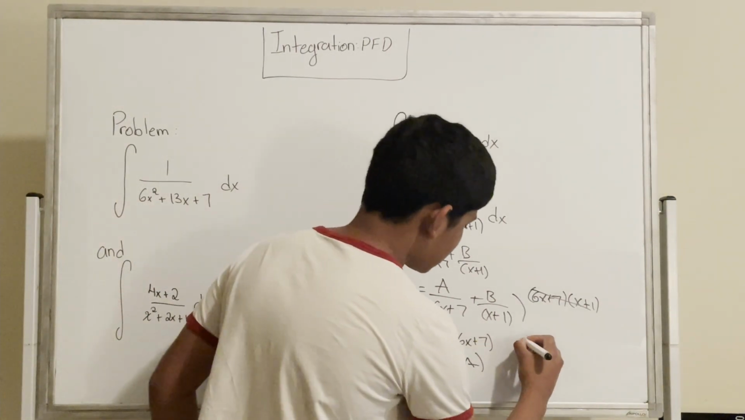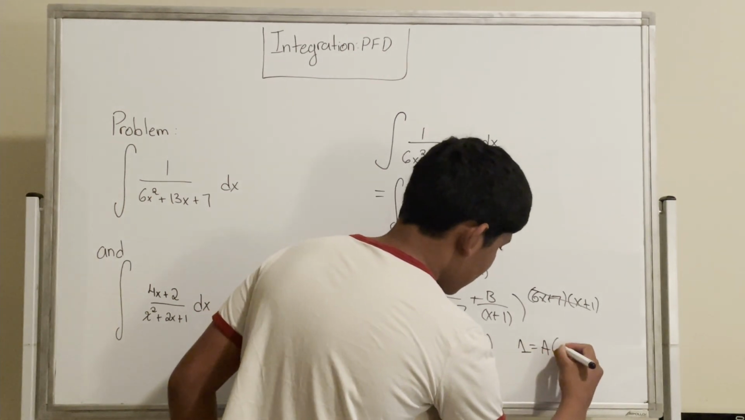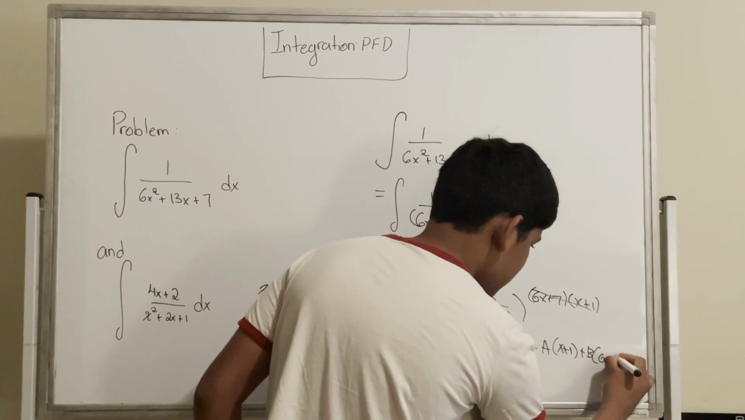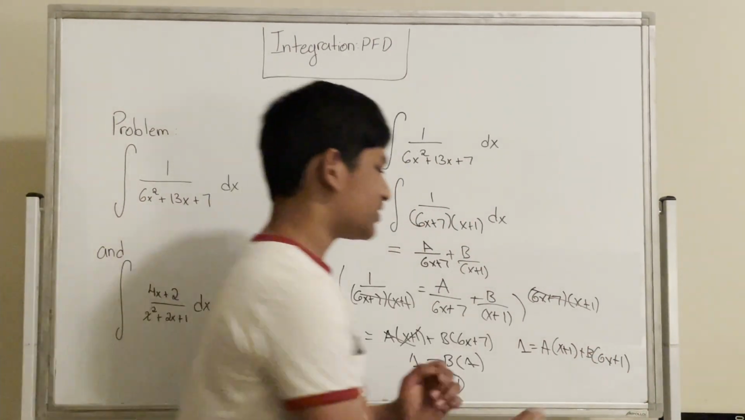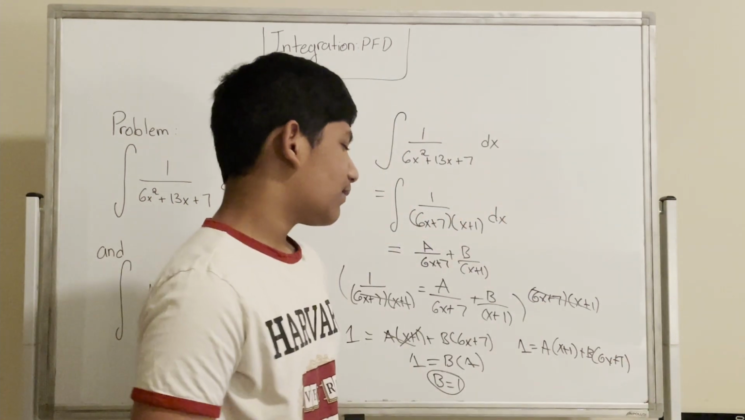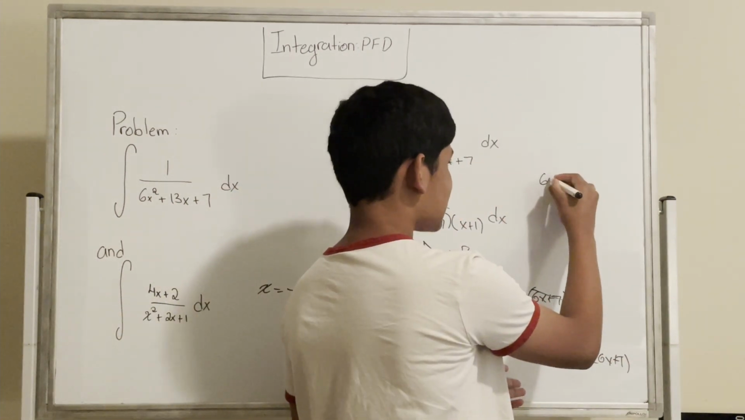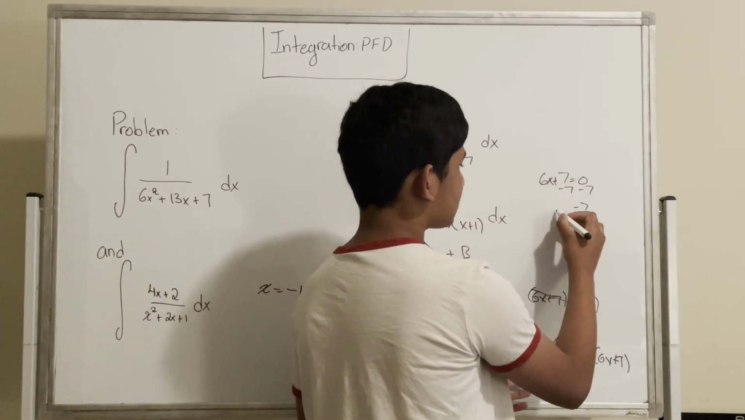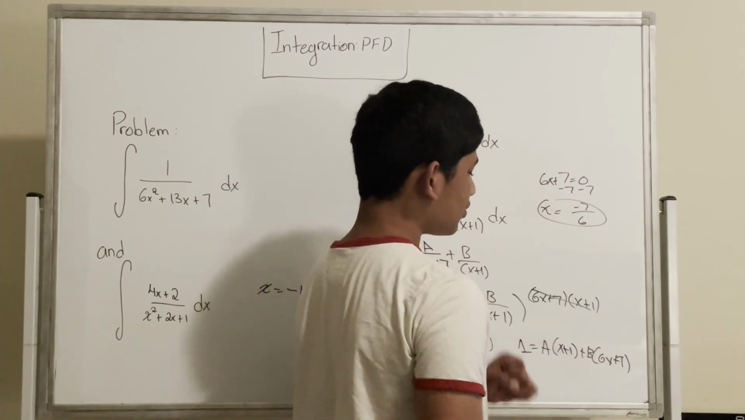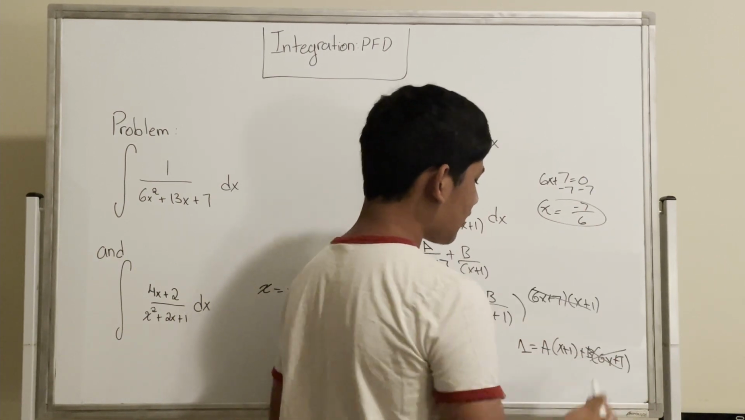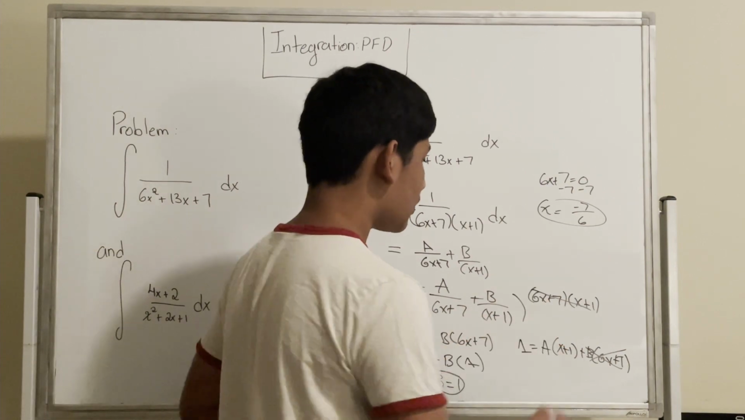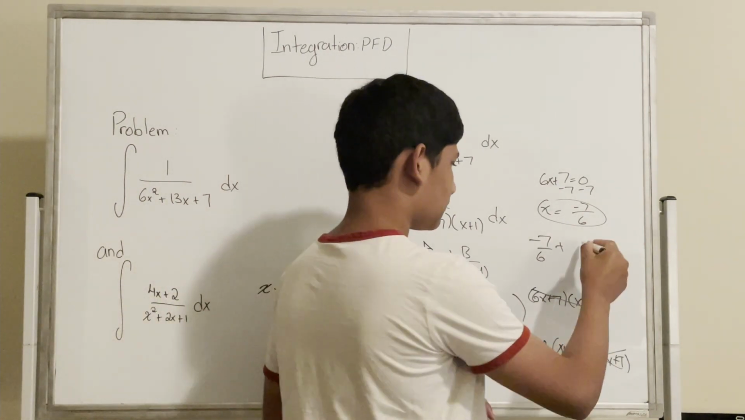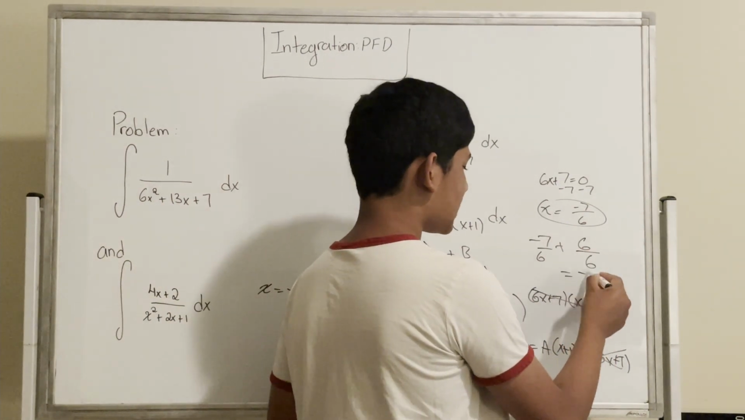Now, let's do the same thing for a. So let's rewrite this. So we got 1 is equal to a times x plus 1 plus b times 6x plus 7. Now we have to get 6x plus 7 equal to 0, so minus 7 over 6 is going to equal x. We substitute this, and this will just cancel out. Then we substitute that for x, so we have minus 7 sixths plus 1, which is just the same as 6 over 6.